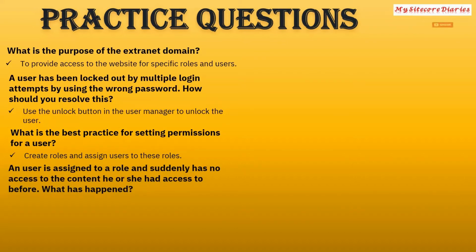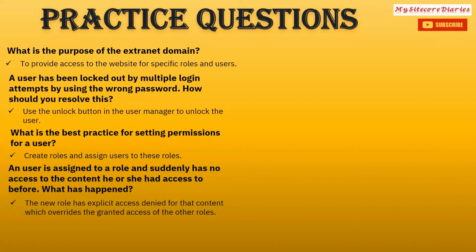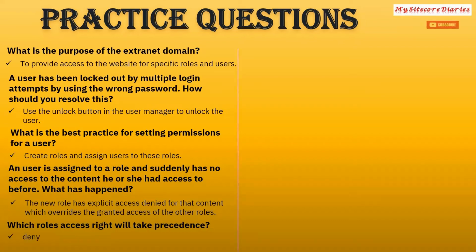A user is assigned to a role and suddenly has no access to the content he or she had access to before. What has happened? So I am a user, a new role is created and they assign that role to me, and suddenly I'm not able to access anything. What must have happened? The new role has explicit access denied for that content, which overrides the granted access from the other role. So access denied takes priority in the user's role permissions. Whatever new role they assigned must have some access denied applied, and because of that I am not able to access anything now. Which role access right will take precedence? Just now I told you, the deny will take precedence.